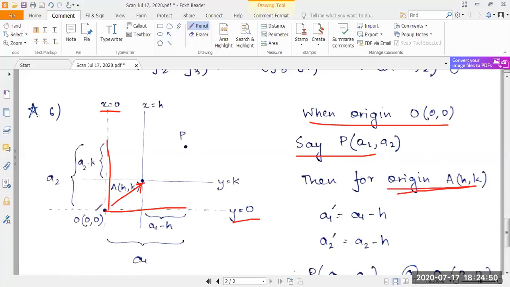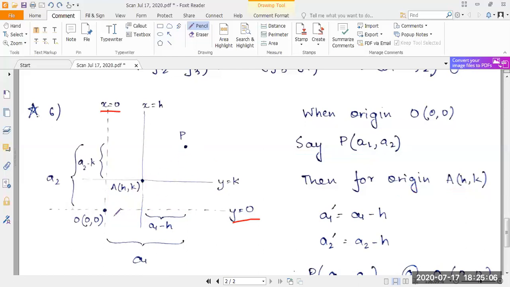Now, if this distance was A1, we can't say that with respect to A being the origin, P is still A1, because this distance has been reduced. But then what will be the new coordinate of P? That will be answered when I say this distance, as I have marked, is A1, and I know that this distance is h, because A's coordinate is h, k. So this distance, going by the original origin O, is h. Similarly, this distance is k, pertaining to this point A, which is our new origin.